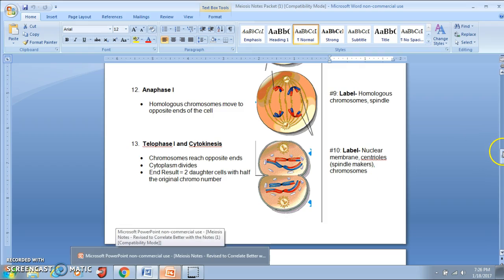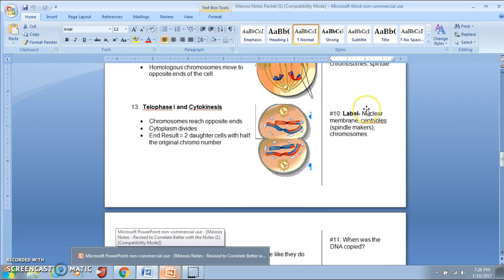For number 10, we are asked to label the nuclear membrane, which we see as these little pieces.